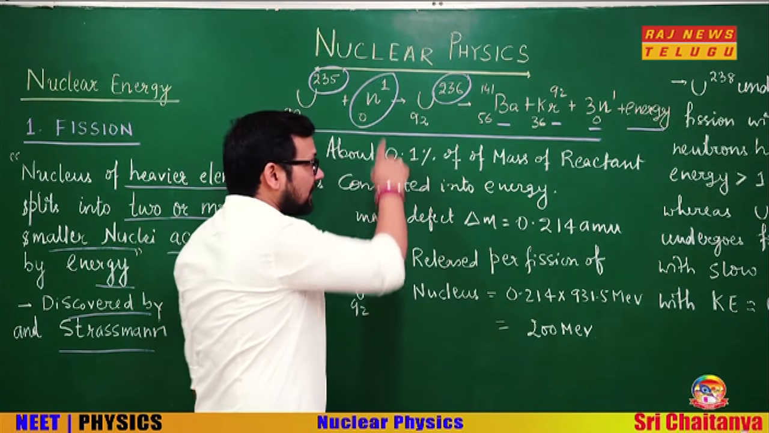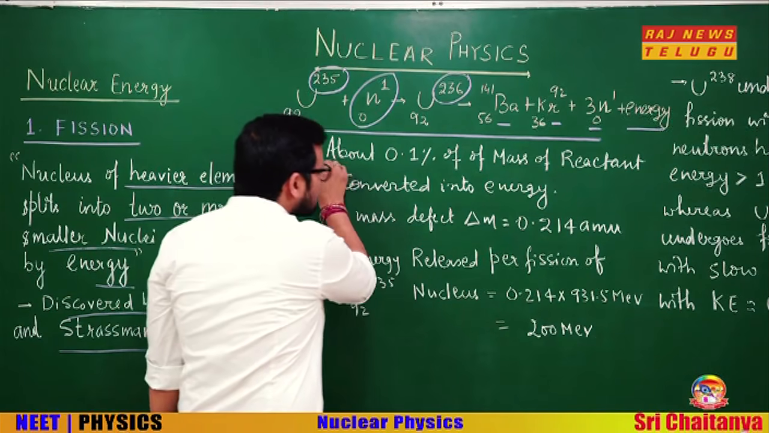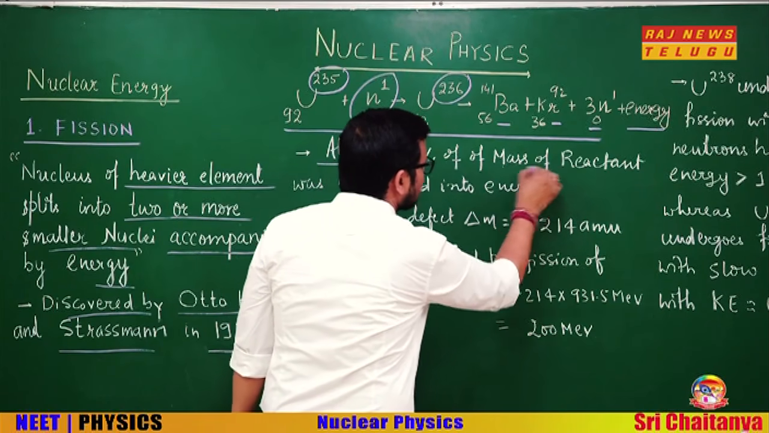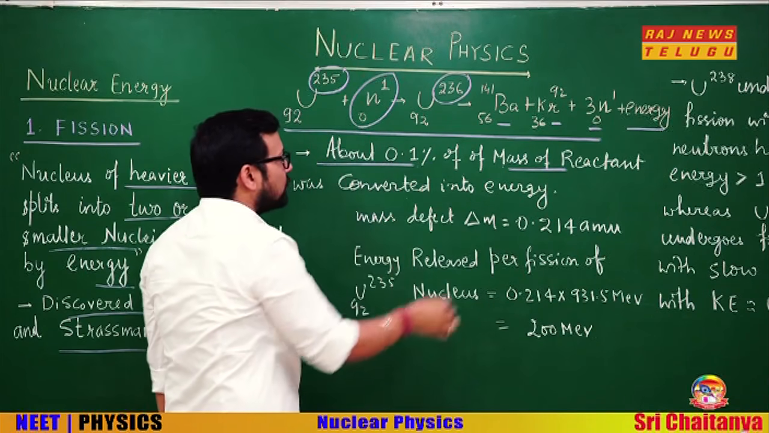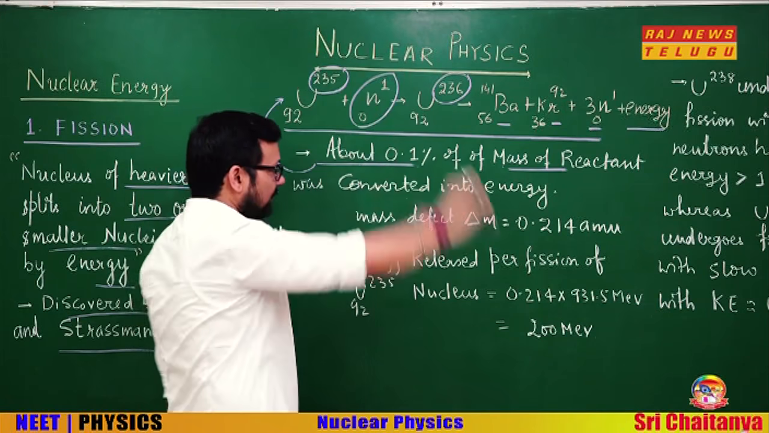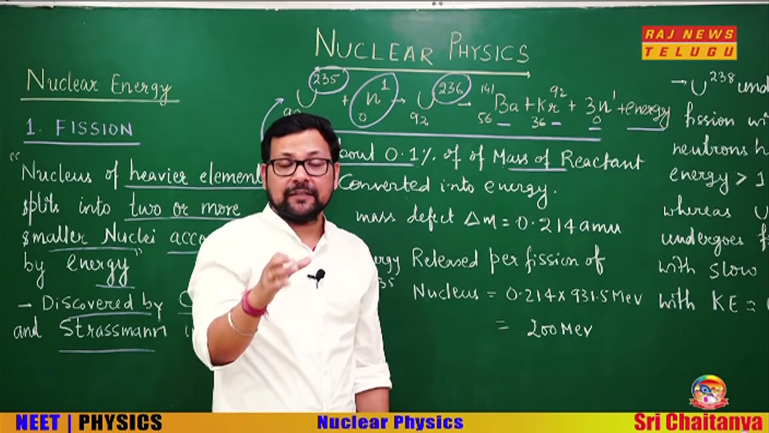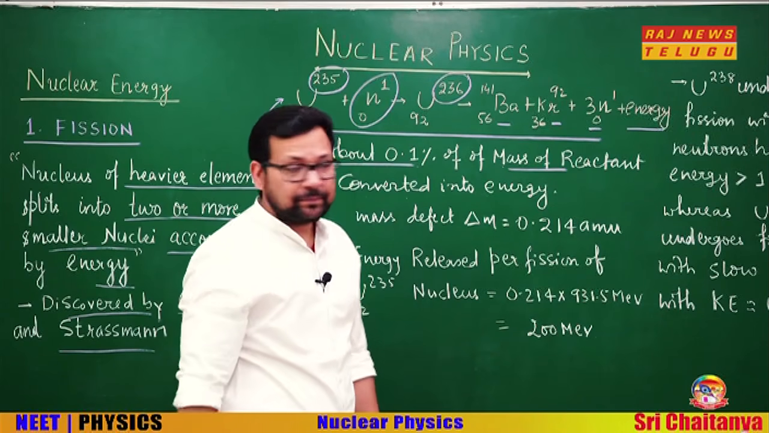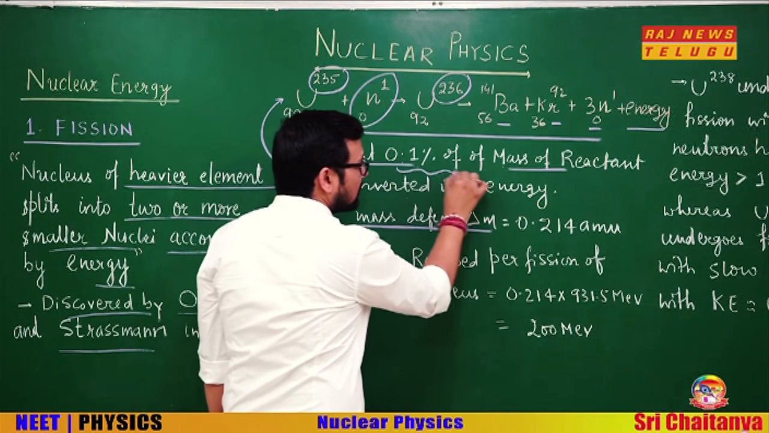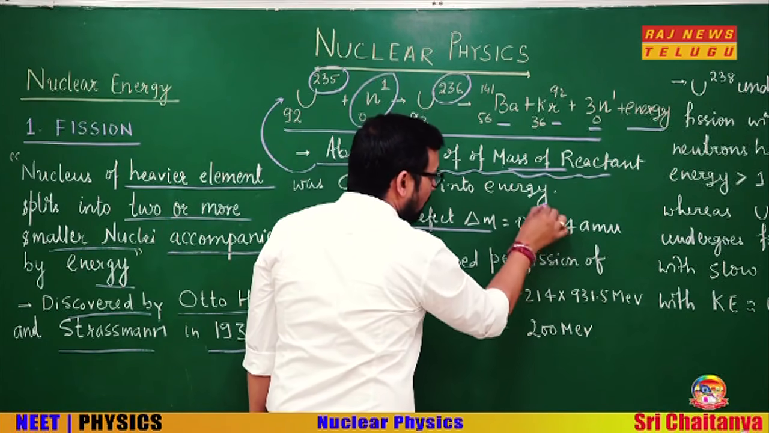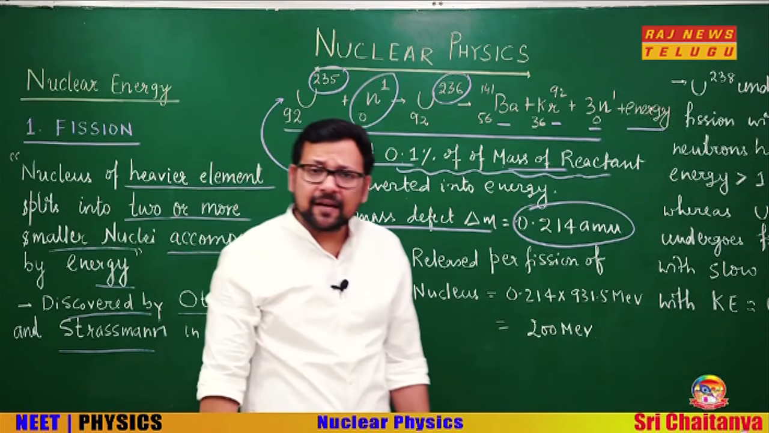For this particular reaction, the first fission reaction in 1939, about 0.1% of the mass of the reactant was converted into energy. This is quite a huge mass defect. So the mass defect is 0.1% of the mass of the reactant, which is almost 0.214 AMU. This data is important.